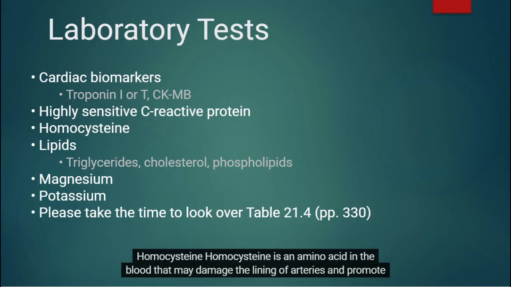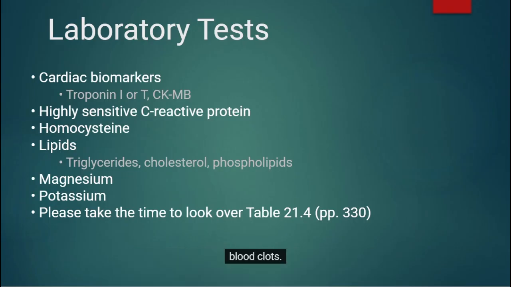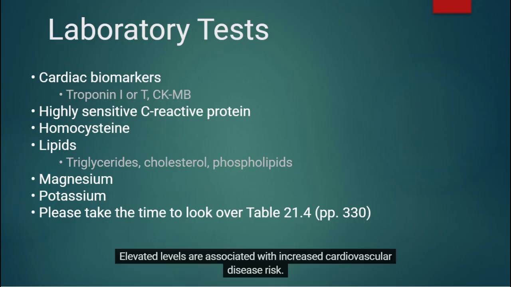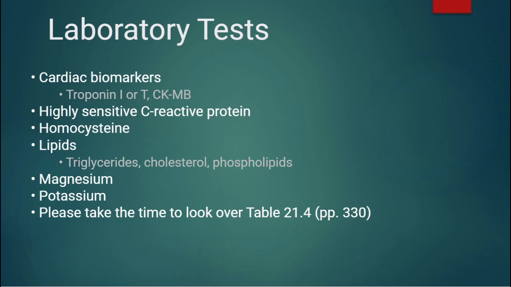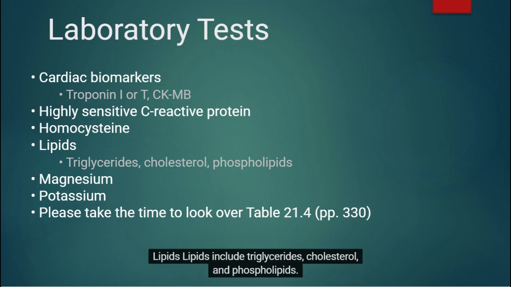Homocysteine is an amino acid in the blood that may damage the lining of arteries and promote blood clots. Elevated levels are associated with increased cardiovascular disease risk. Folic acid, vitamin B6, and vitamin B12 break down homocysteine. Green leafy vegetables and grains fortified with folic acid as well as vitamin B can help reduce homocysteine levels.